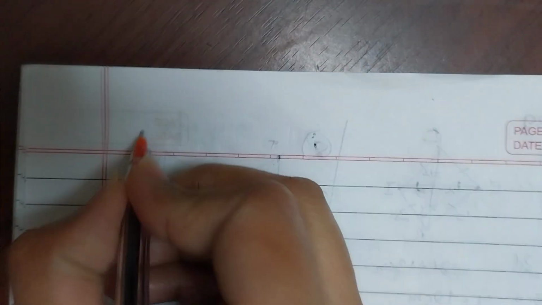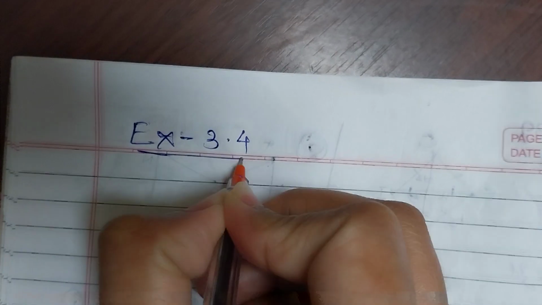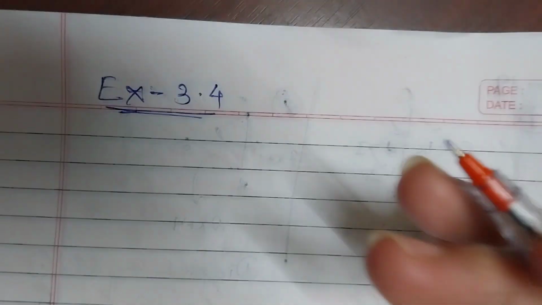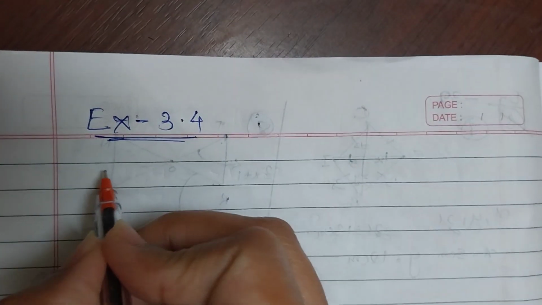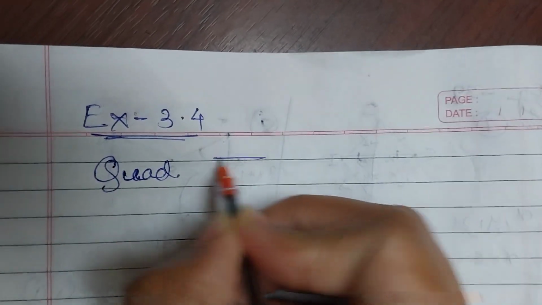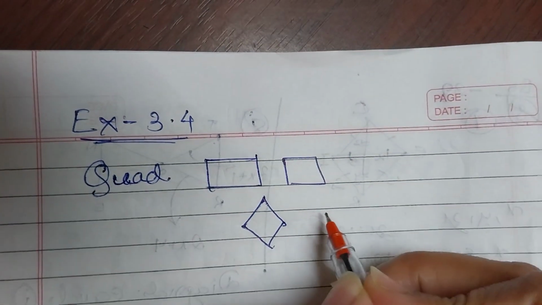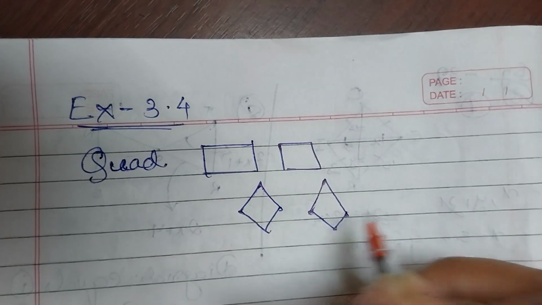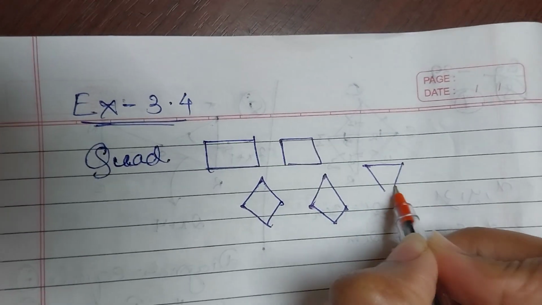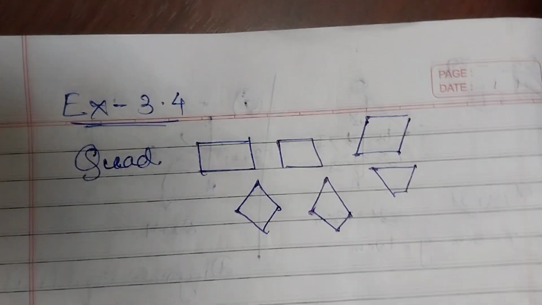Okay, going to exercise 3.4, it has a few questions regarding all the shapes that you have studied. And what are all the possible shapes that we have studied? We have studied quadrilaterals: a rectangle, a square, a rhombus, a kite, and a trapezium. Another one we have studied is a parallelogram. These are all the ones that we have studied here.